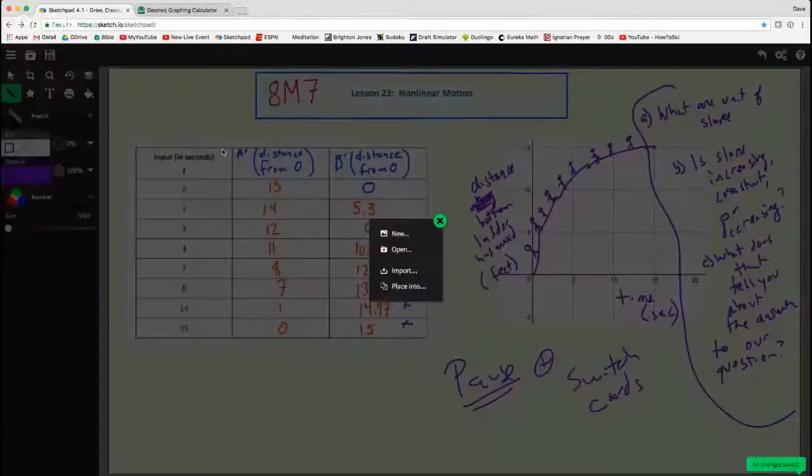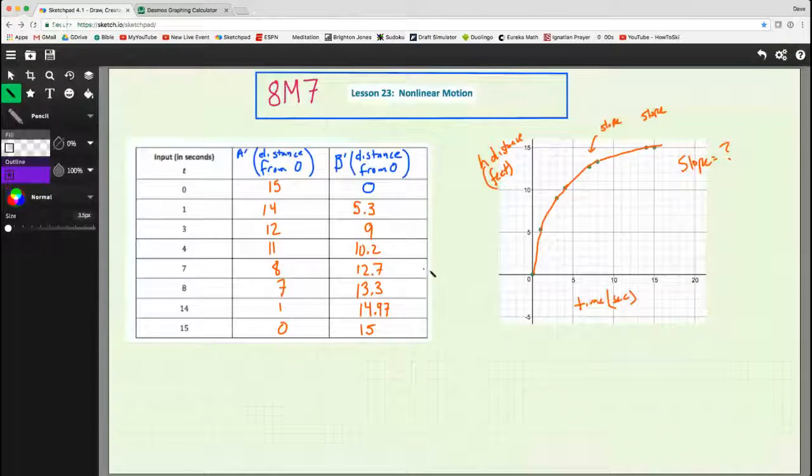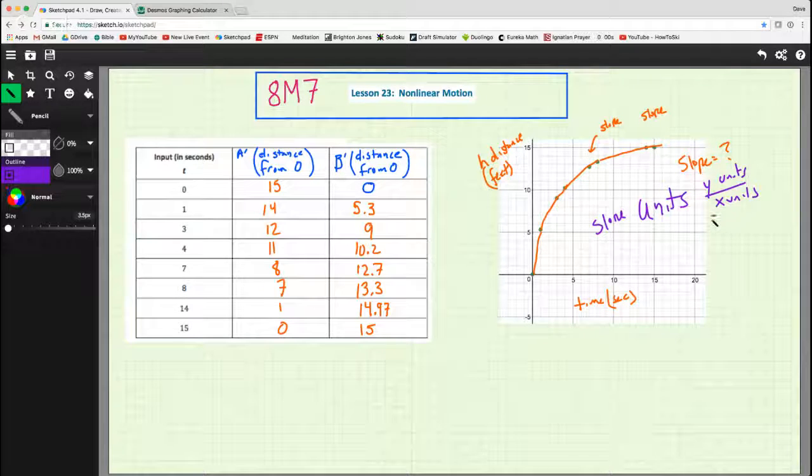Okay, now I assume you're back. Let's move on to the next slide. And this is our final slide. And we're going to answer these questions. So our slope units are our y units over our x units. This is our slope units. And so that's our feet per second. And that is a speed. Feet per second, that's how fast you're moving.